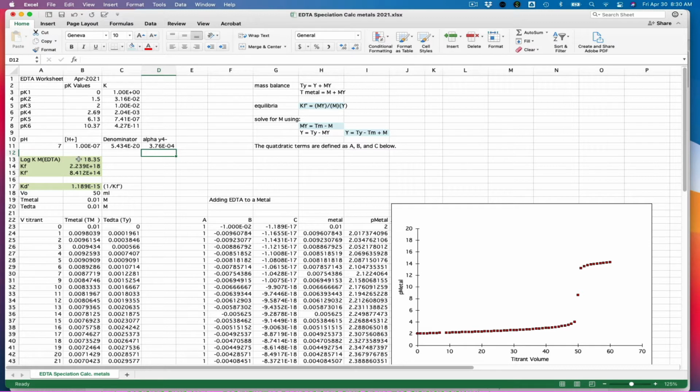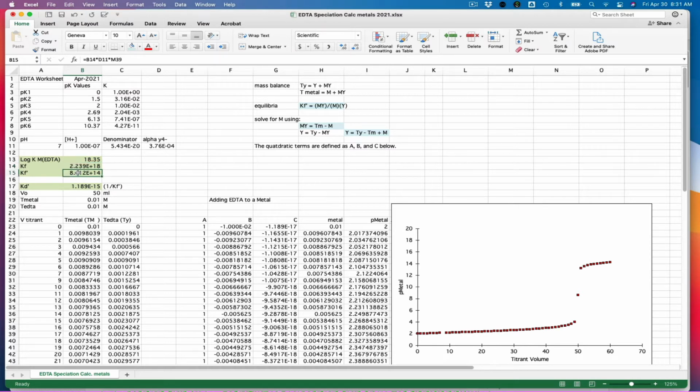So the next thing we need to know is what's the KF, or the log K, and I'm going to call it a KF or log K formation for the metal of interest. And if I pick copper 2 as my metal of interest, its binding constant is 18.35. Its log binding constant is 18.35. That's big. So now KF is just simply the anti-log of that, right? 2.2 times 10 to the 18.